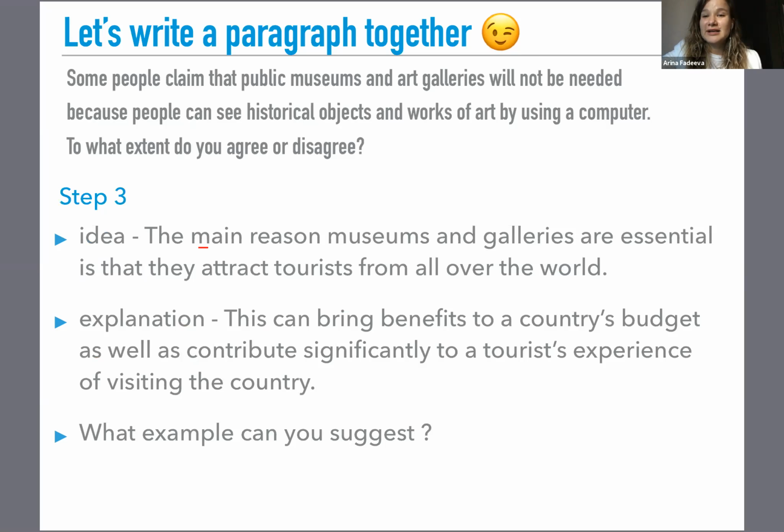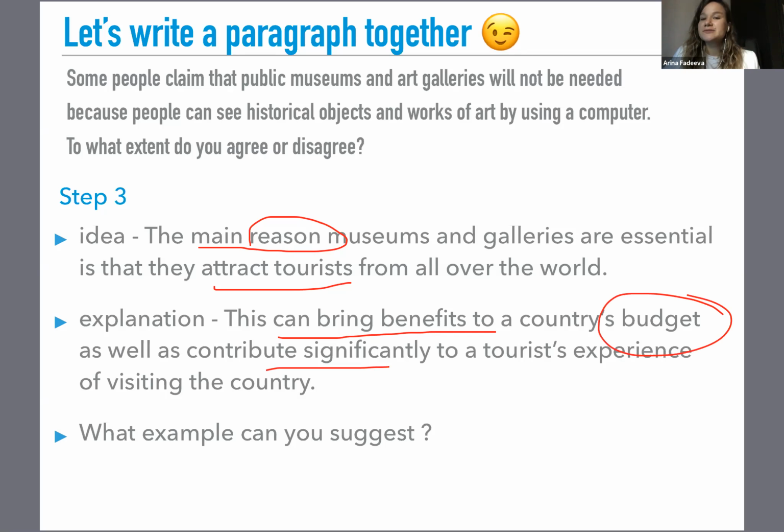So the first sentence is ready. I show the reason: attracting tourists. Then I explain. Imagine that you're explaining it to a younger brother or sister, a younger sibling, okay? And he or she asks you, why is attracting tourists good? And you try to explain to a young person that this can bring benefits to a country's budget. That's what Alex was texting me, and you probably have it in mind too, but don't be shy to share. It's absolutely fine. All ideas are welcome. It's good for a country's budget, as well as it can contribute significantly to a tourist experience of visiting the country.